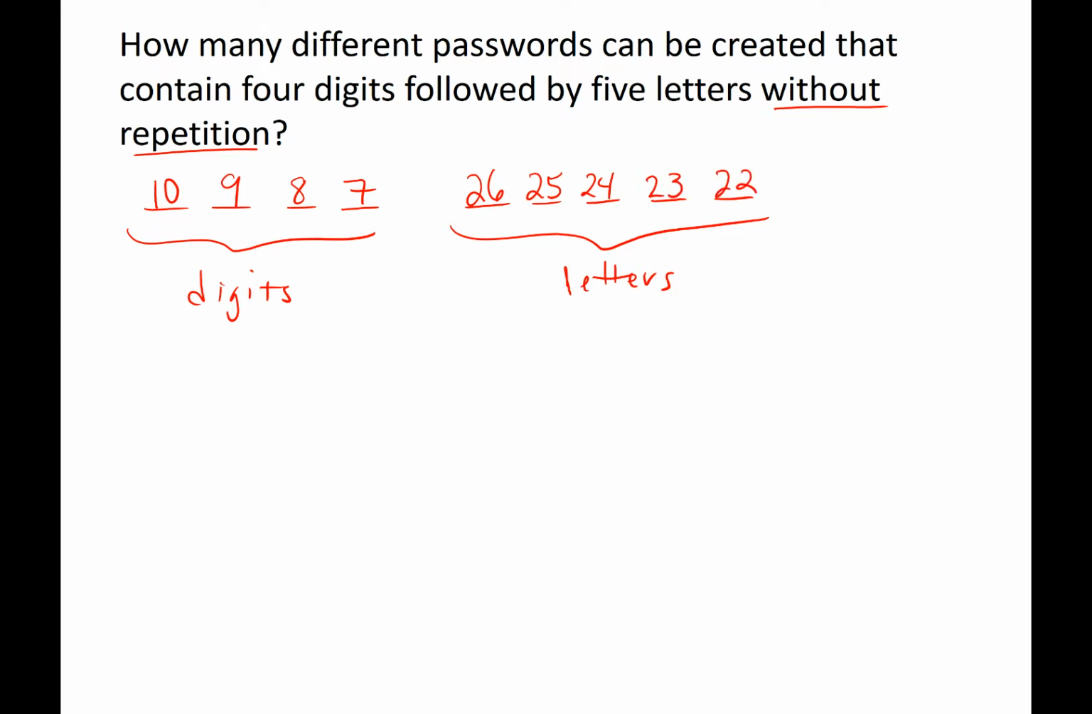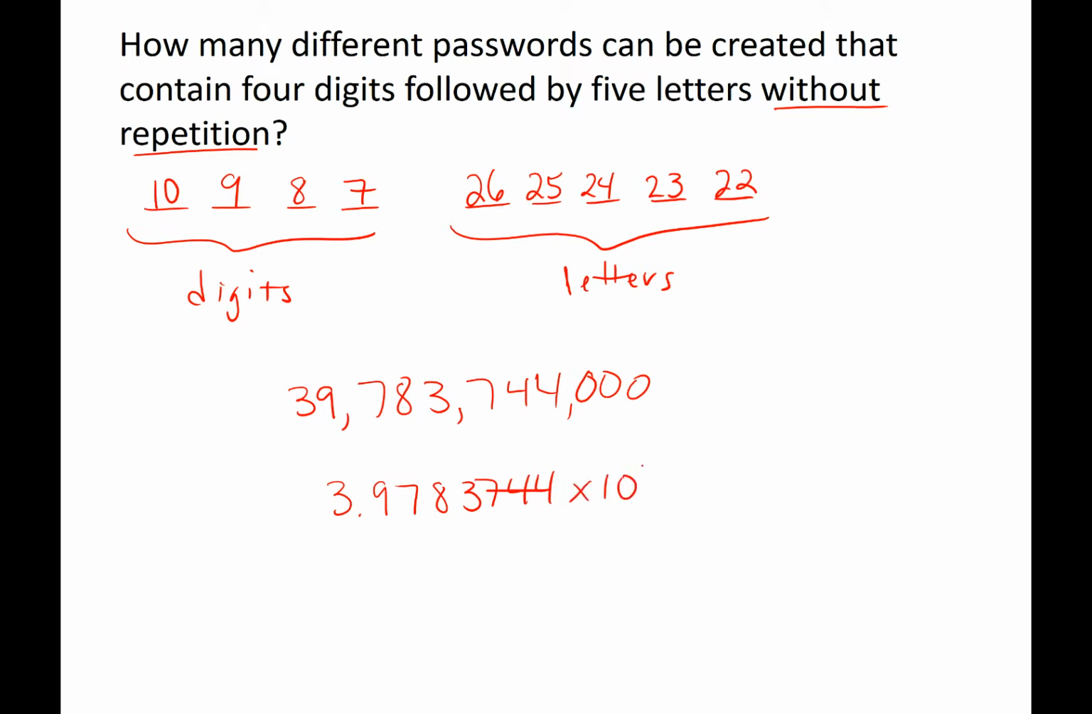So then all those numbers I get to multiply, and I get 39,783,744,000, like so. Or your calculator might come up with a number like this, 3.9783744 times 10 to the 10th. If you get something crazy like that on your calculator, that's fine.